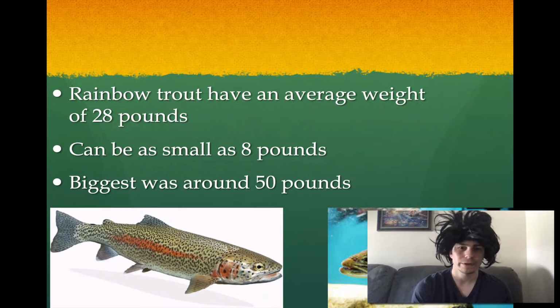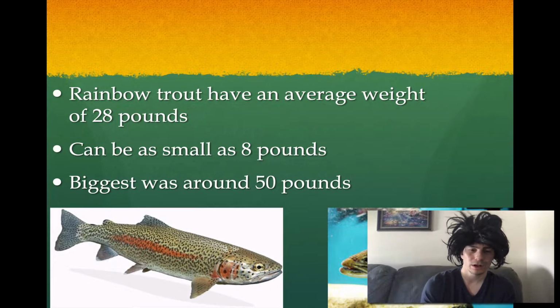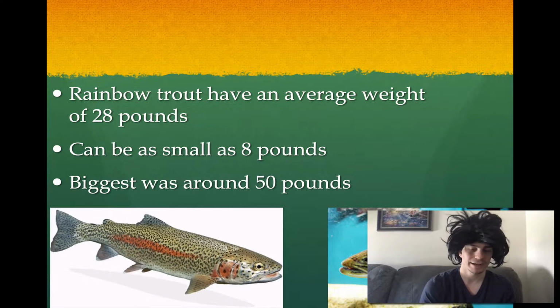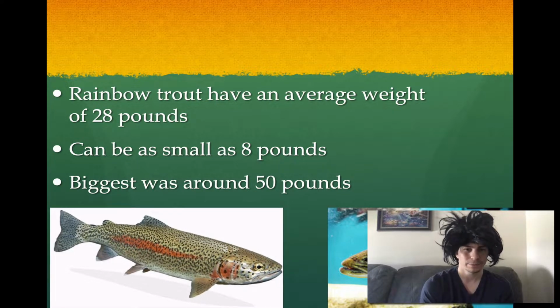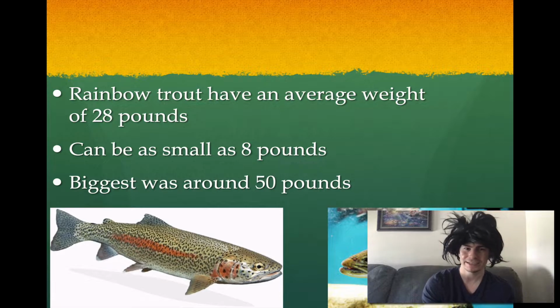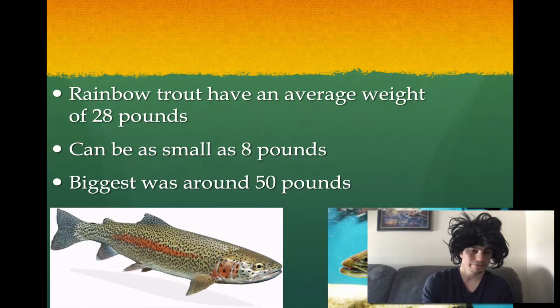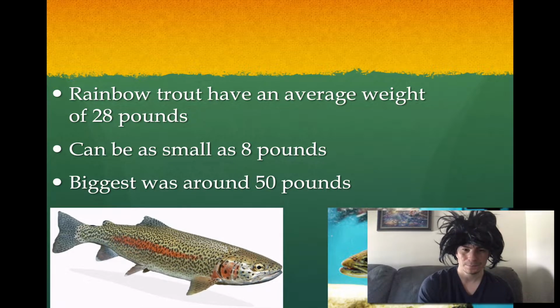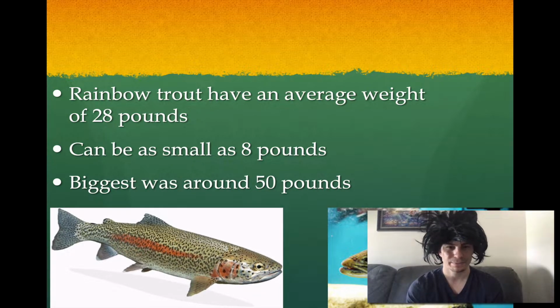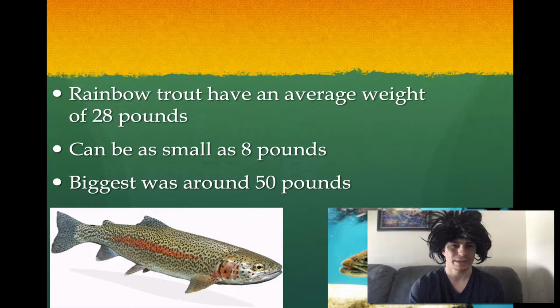Actually, you want to be in the middle because the big ones probably can't swim as fast because they're so big, and they're probably going to get caught fairly easily. The small ones, okay, yeah, that's cool. They could swim really fast, but at the same time, they're not going to be very big and they could be pushed away by the 28 pounders.